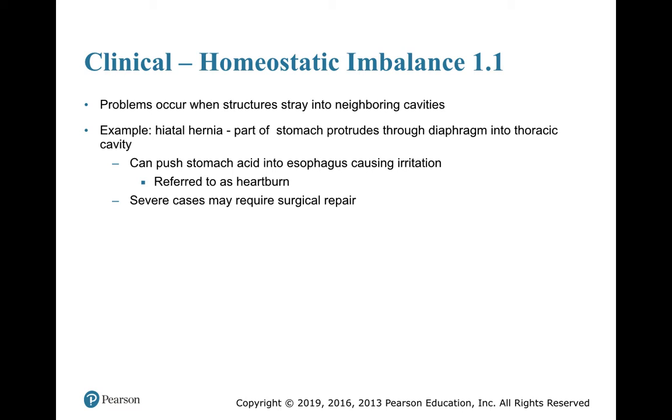A hiatal hernia occurs when part of the stomach protrudes through the diaphragm and into the thoracic cavity. That could push stomach acid up into the esophagus, causing irritation that was commonly called heartburn, and it may require surgical repair in some cases.